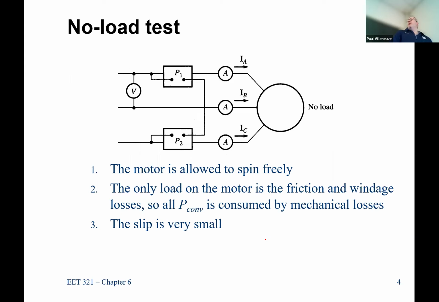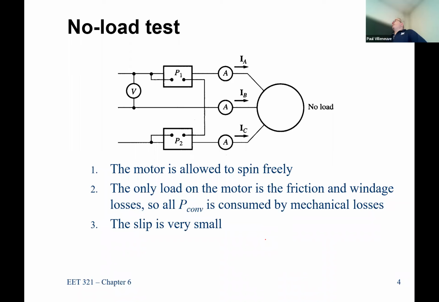You decouple the motor from whatever it's connected to. Sometimes there's a keyway that has the coupling. Sometimes there's an actual mechanical coupling that's bolted together. You completely remove that, and all you have is whatever the shaft is spinning at. That's going to be the lightest load that you can apply.